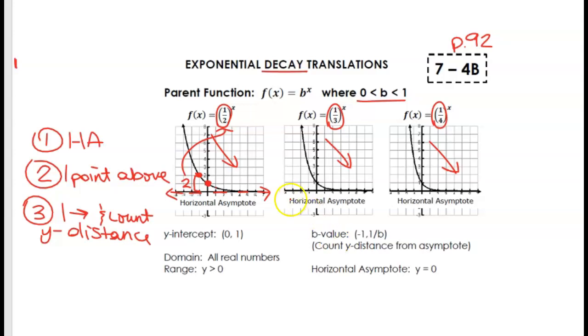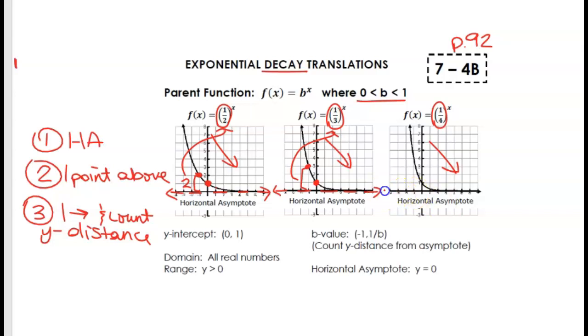First step is to find the horizontal asymptote. Next step is to find the point that is 1 above. And then the next step, because this is exponential decay, I don't want to go 1 to the right, I want to go 1 to the left. So if I go 1 to the left, here's that point right there. What's this distance? 3. So my b value is 1/3, 1 over 3.